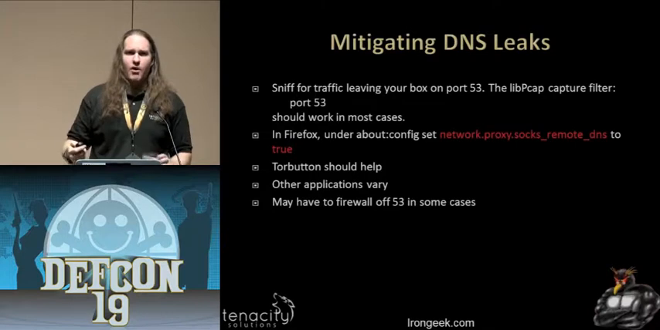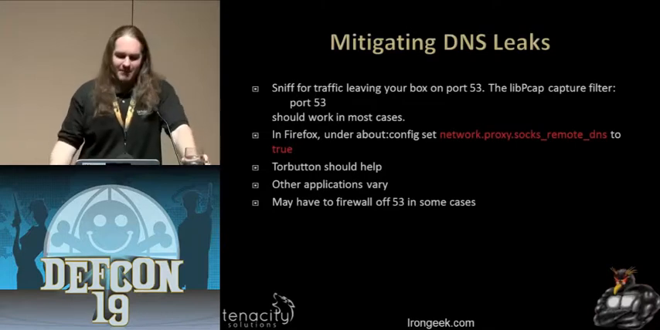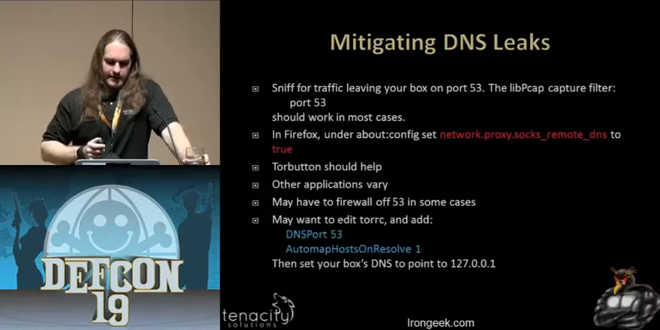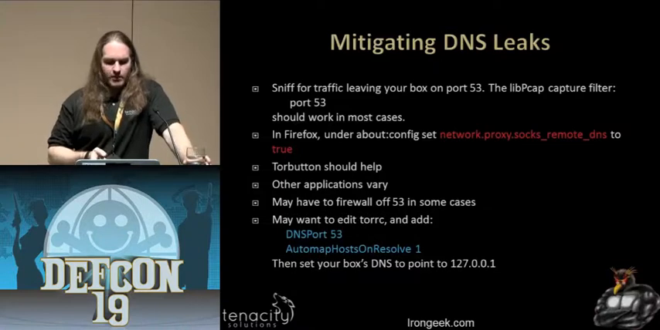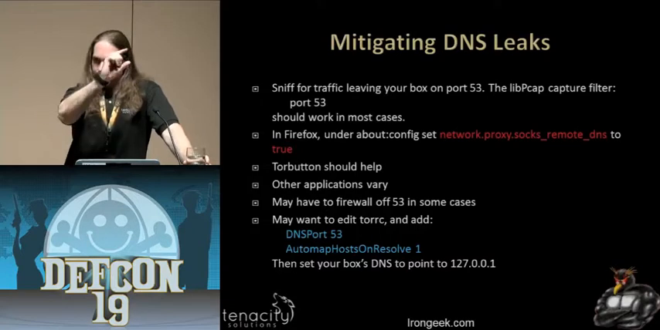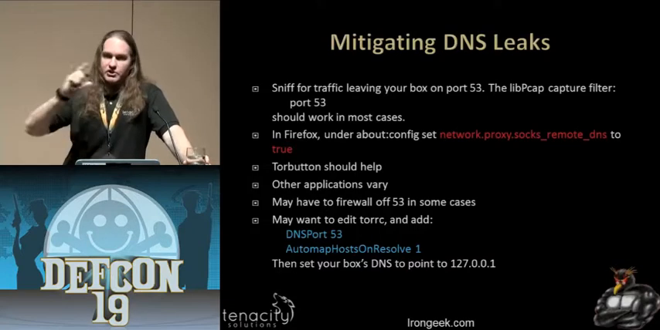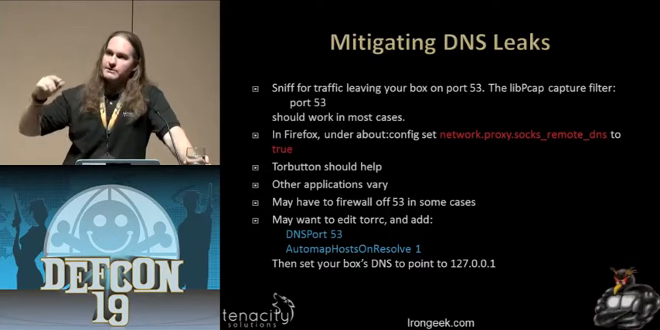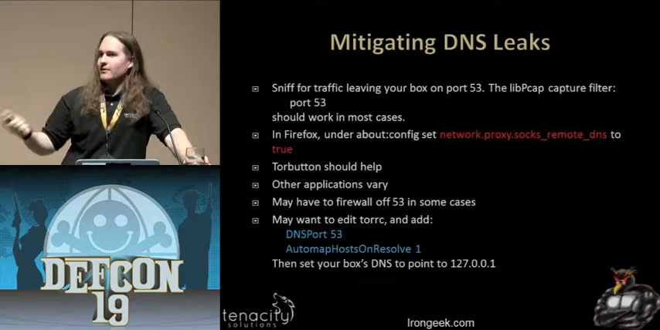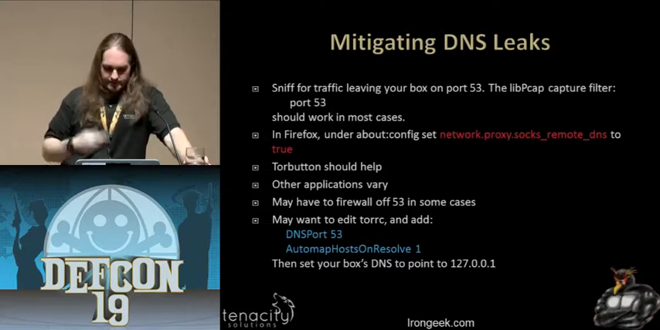You may have to firewall off machines. Blocking port 53 entirely might be an option. Another option out there is inside of Tor, you can edit the RC file, and there's a setting called DNSPort. You set DNSPort to 53, and your local machine will now have a DNS server on it, and you can set your machine to use that as its DNS server in your IP settings, so that hopefully that would totally mitigate the problem of people being able to see your DNS traffic and figuring out where you're surfing.